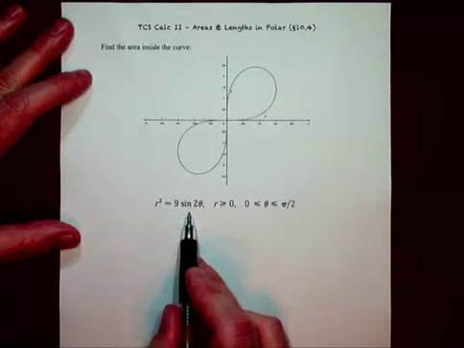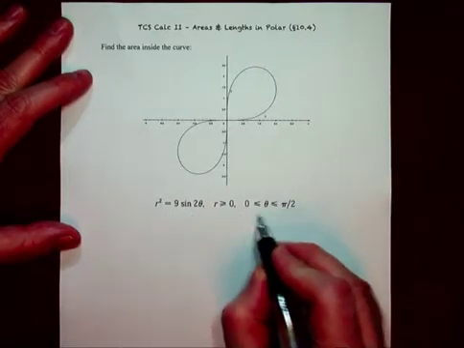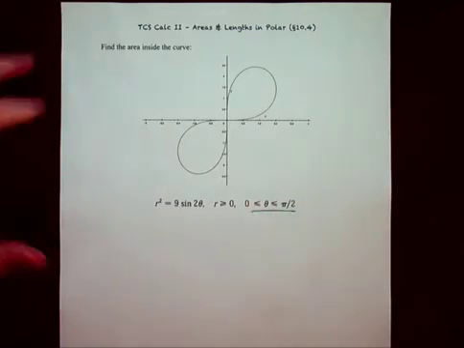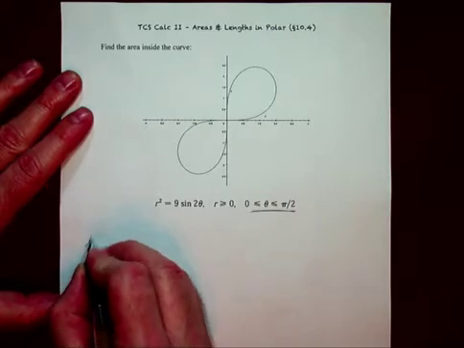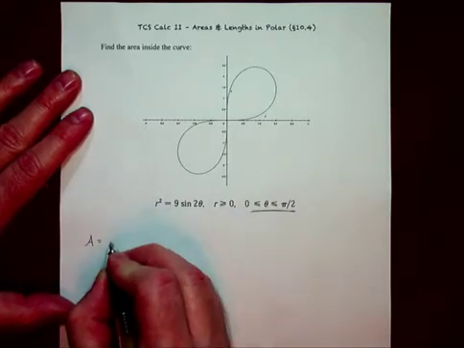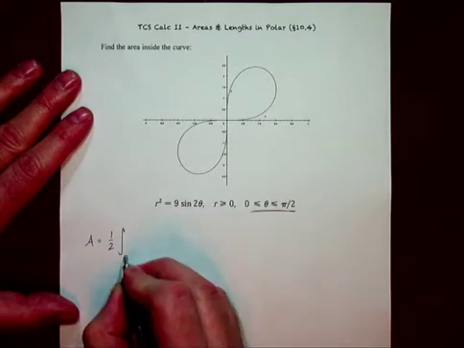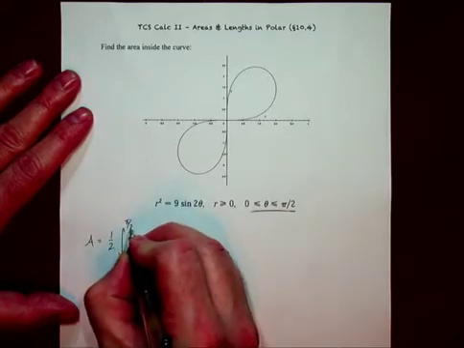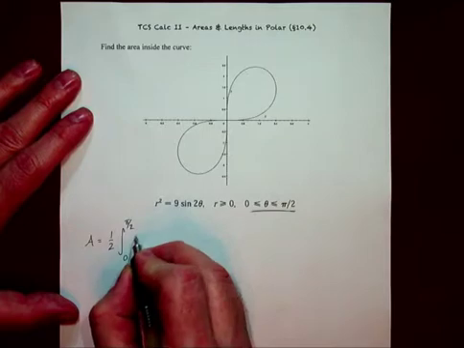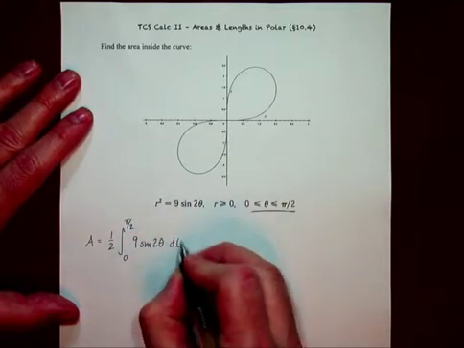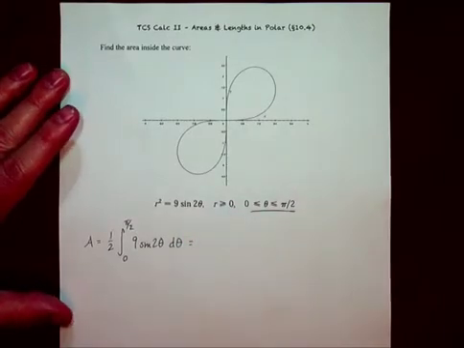Thankfully, this problem has already specified our limits of integration, so that's kind of nice. What we want to do is just go ahead and set it up. We need 1/2 the integral from alpha, which is 0, to beta, which is pi over 2, of r squared, which is 9 sine 2 theta, d theta. And that winds up being it.